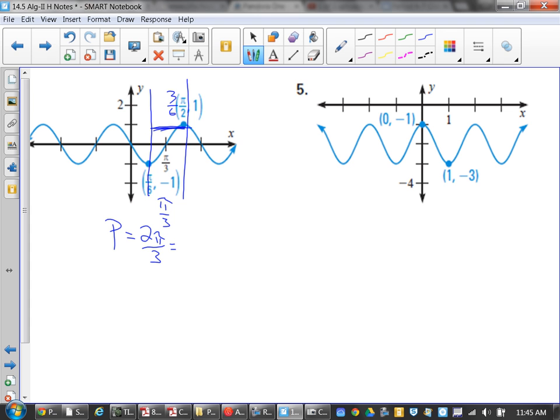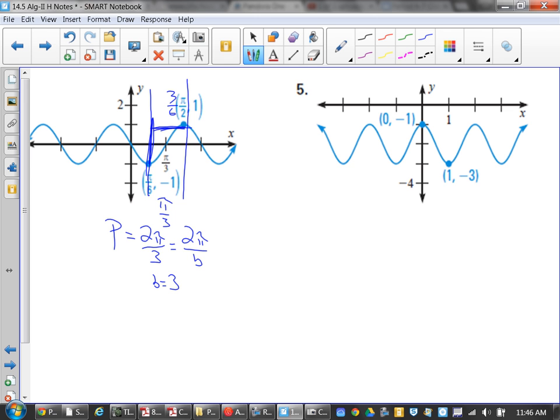So 2 pi over b has to equal the period, so b is 3. That's pretty easy. Wait, hold on. I have to watch this. I found the distance between the maximum and the minimum. The distance between those was pi over 3. Double that gives me my period. All right. So now the distance between the two heights vertically, it's the same.